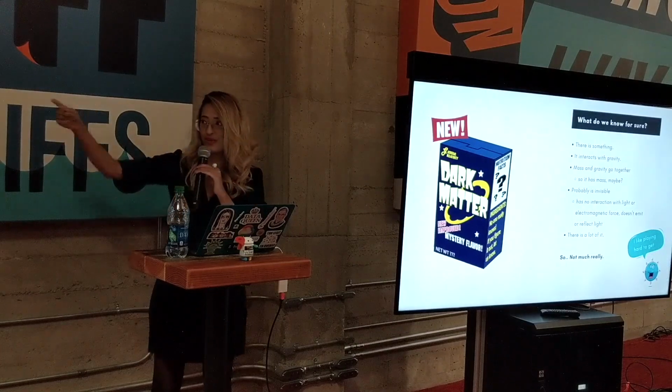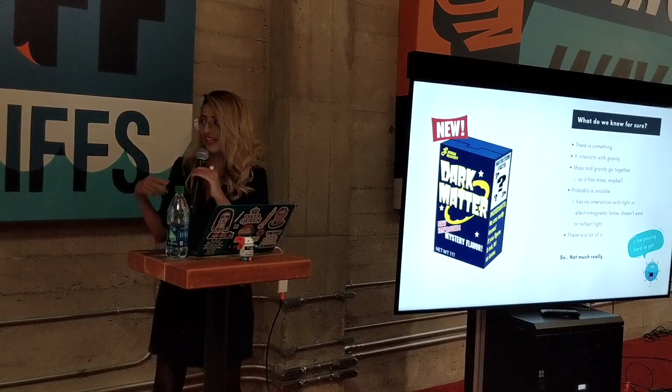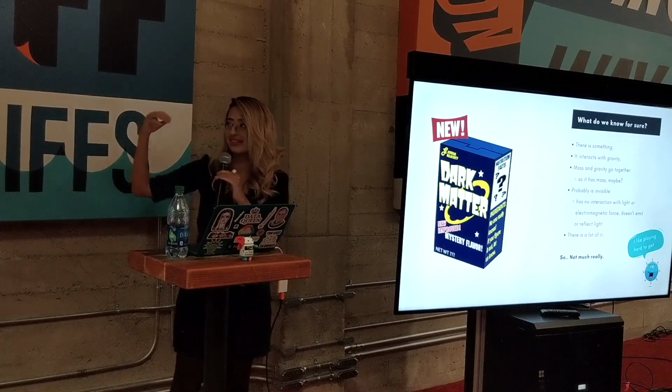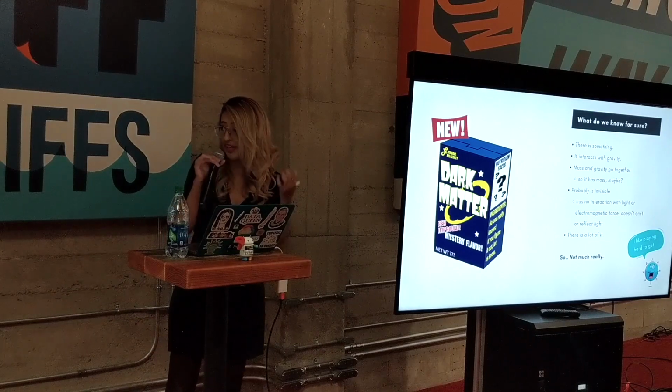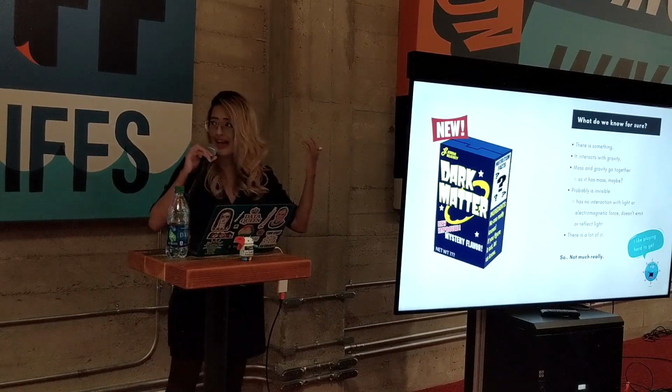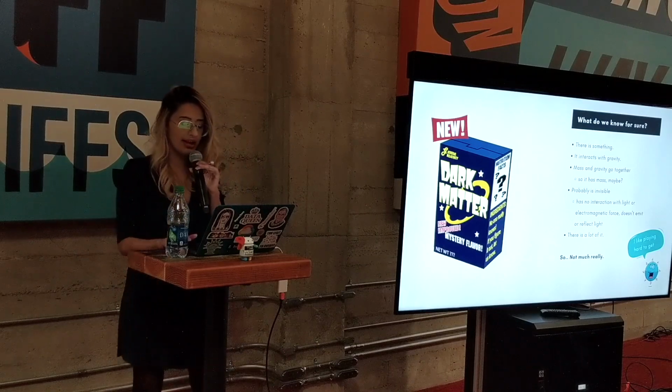So what do we know for sure? Like you guys said, we know there is something. We know it interacts with gravity. We know it doesn't have any effect on light because it doesn't emit light or reflect light. We also know that there's a lot of it. And it probably has mass because mass and gravity go together, but we don't know for sure. So we don't know a lot.